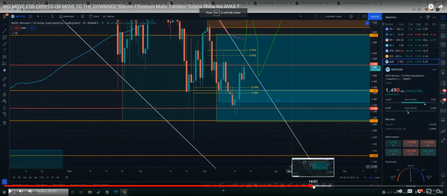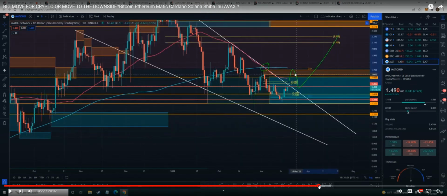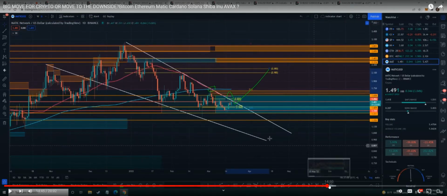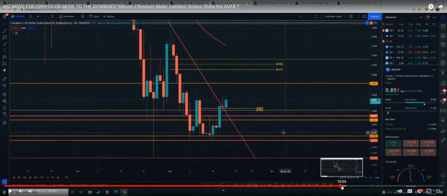All right, let's go ahead and find Cardano. Let's look at Cardano. What do we got? Still looking at Matic? Where's my Cardano? Where is it? Come on. Cardano. Oh, so I didn't even draw it up yet, did I?